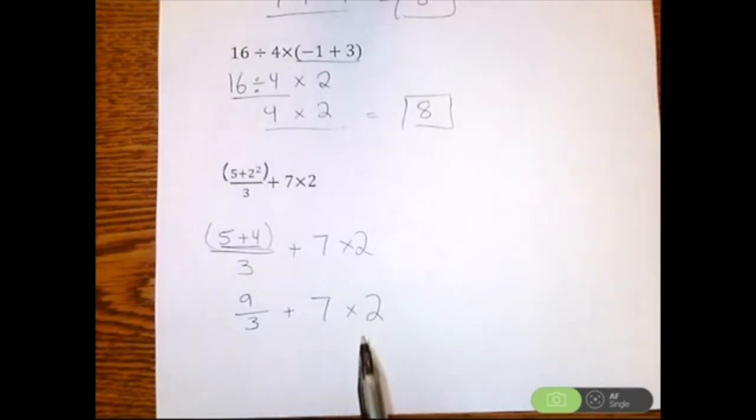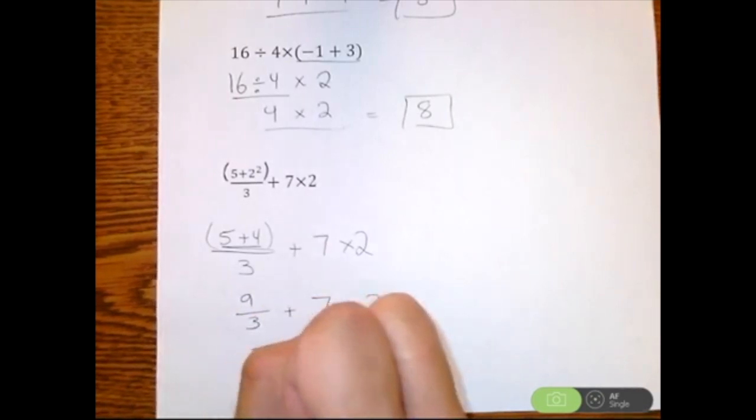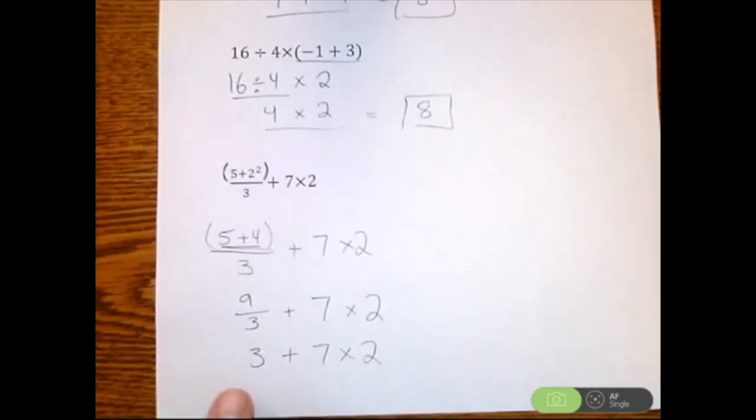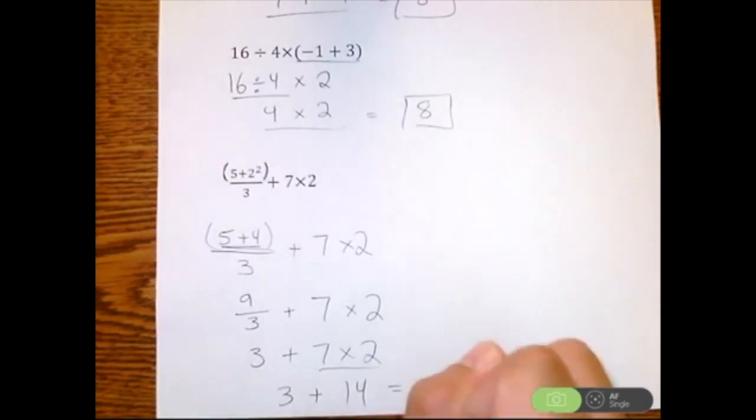Next, we'd have multiplication and division from left to right. Moving left to right, this is a division here. So we're going to do 9 divided by 3 first, which is 3. Still haven't touched the plus, the 7, the times, the 2. Keep moving left to right. Have a 7 times 2, which is 14. So we have 3 plus 14. And finally, wrap it up with the addition, 3 plus 14, which is 17.